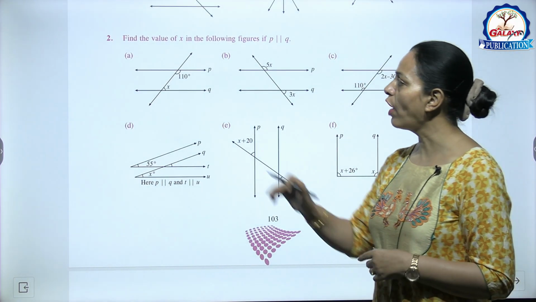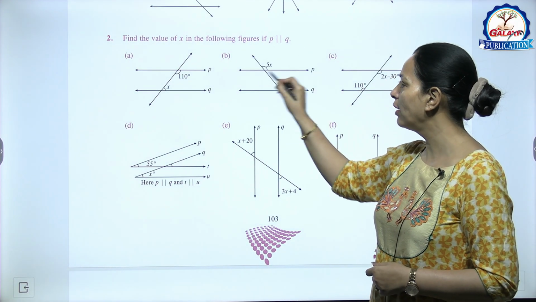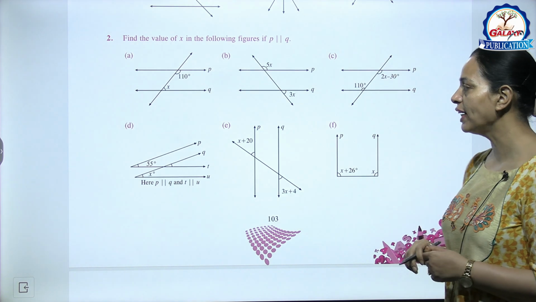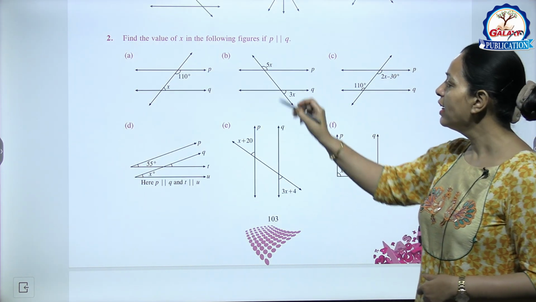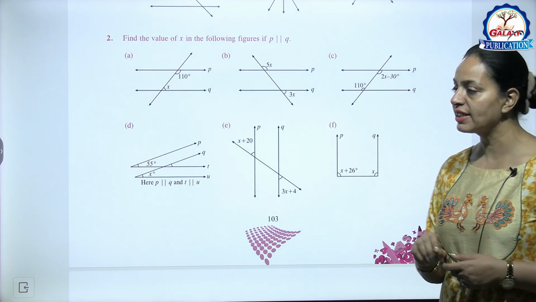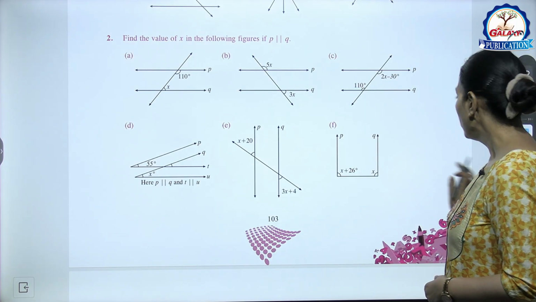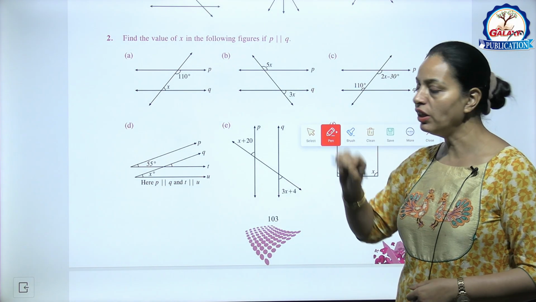Now question number 2, find x if lines are parallel. P is parallel to Q. We have to find x. Like B part, here this is 5x and this angle is 3x. Now what to do? There is no direct relation between these two angles.